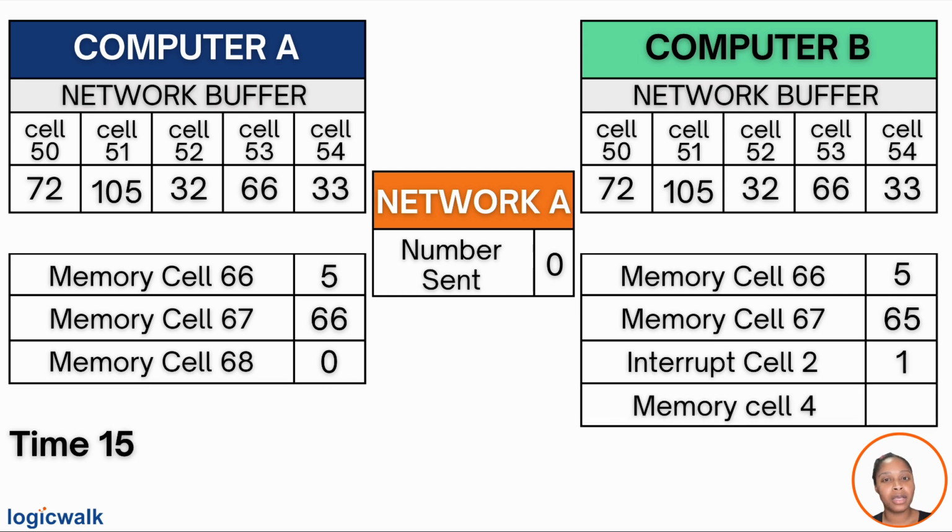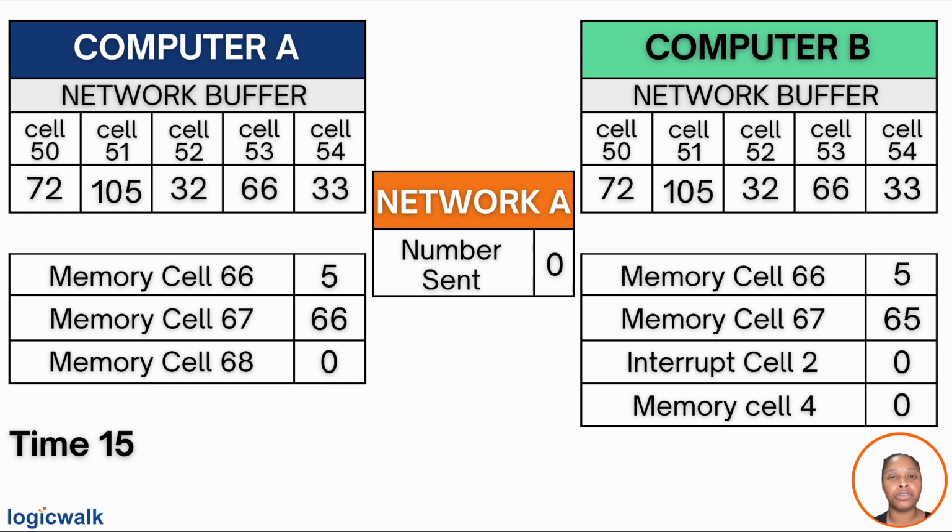At time 15, computer A and network A remain the same. On computer B, interrupt cell 2 has switched off. The program counter has jumped to instruction 3, as directed by the interrupt table, and memory cell 4 now holds 0, the saved PC value from before the interrupt. From this point forward, computer B enters its loop to move the received characters into the display buffer and print the message, following the same display process we first explored back in chapter 2.